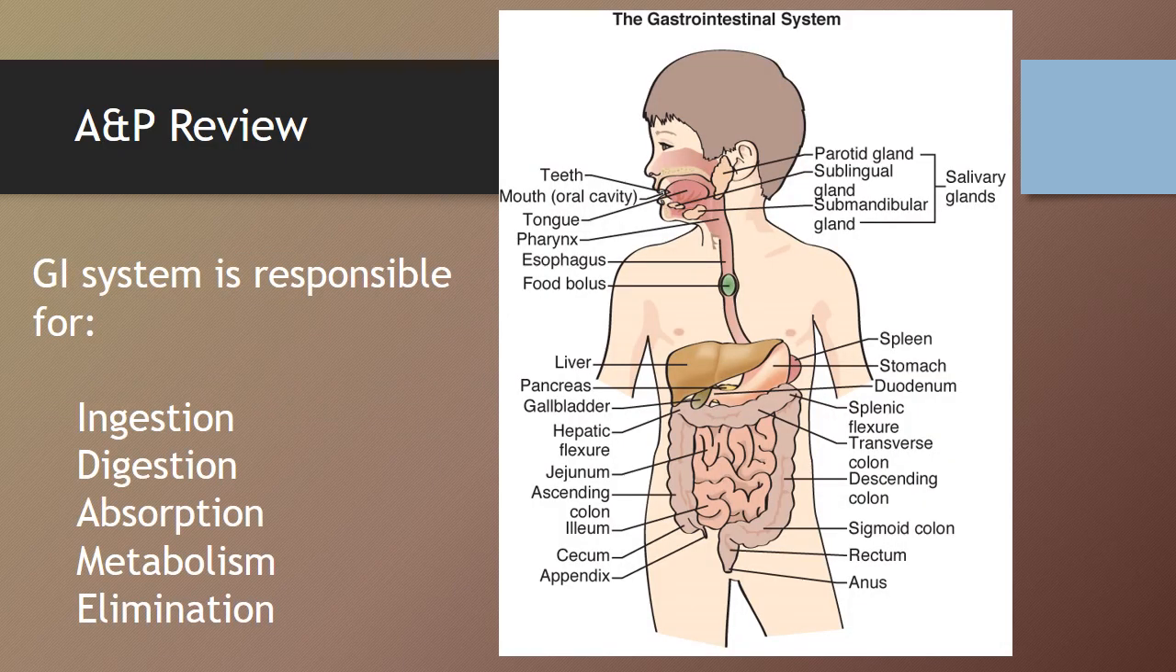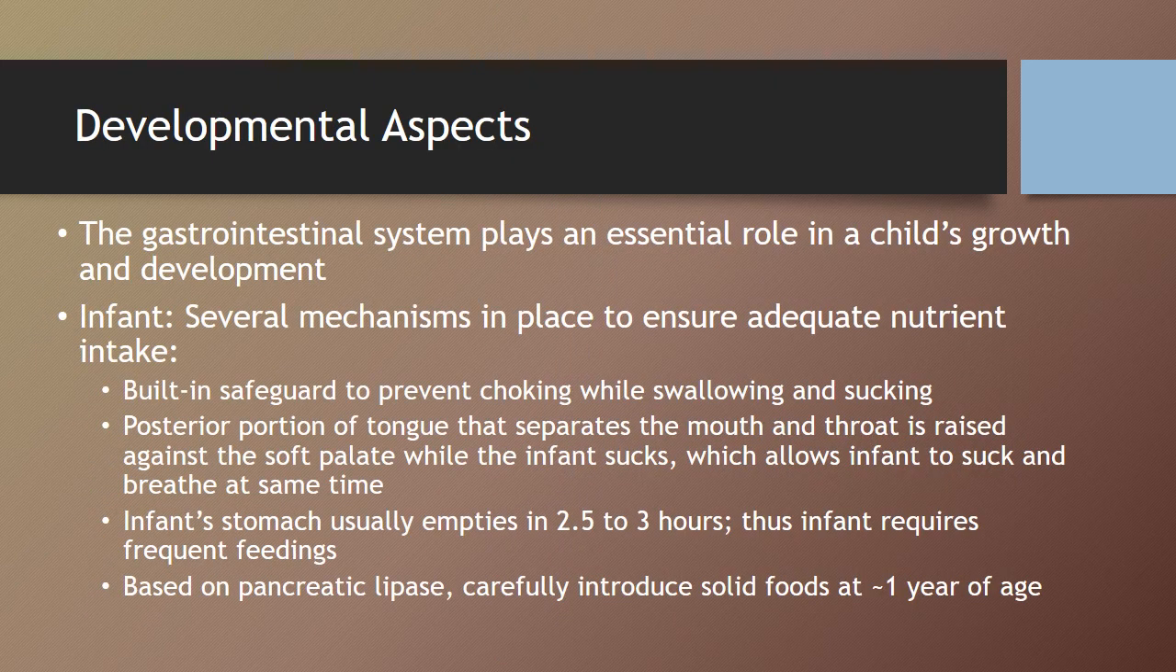All right, so we're just going to do a little A&P review of the GI system. As we know, the GI system is responsible for ingestion, digestion, absorption, metabolism, and elimination. So the upper portion of the GI system is going to be our mouth, esophagus, and stomach, and that's the area that's responsible for nutrient intake, and that's going to handle your ingestion. And then the digestion through elimination is going to be taken care of through the lower portion of the GI system, which is going to be your small and large intestine.